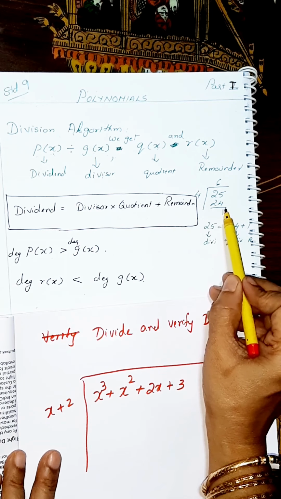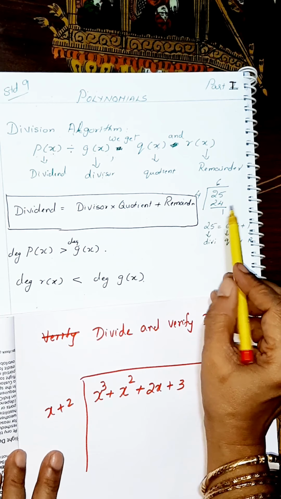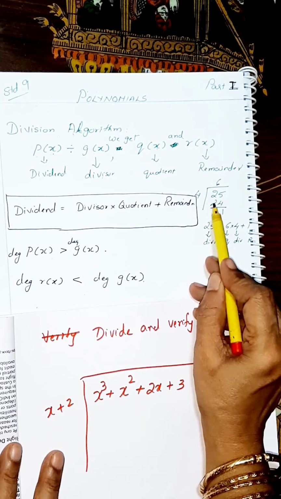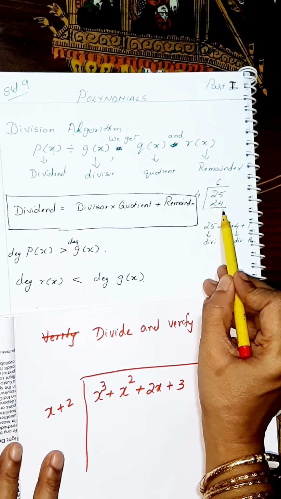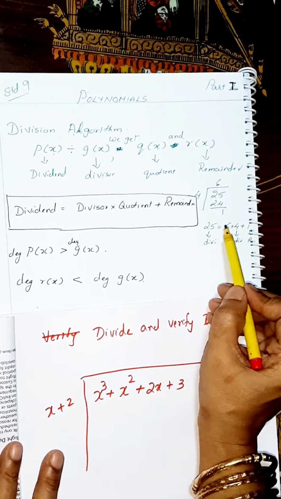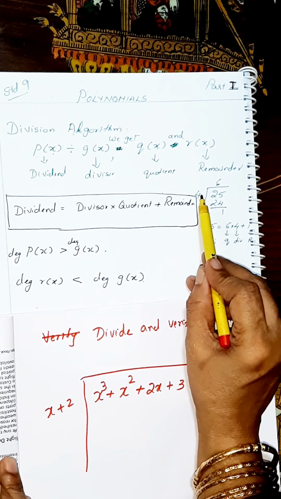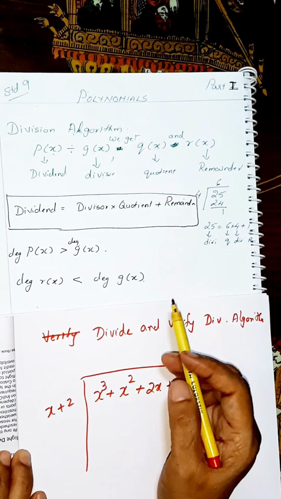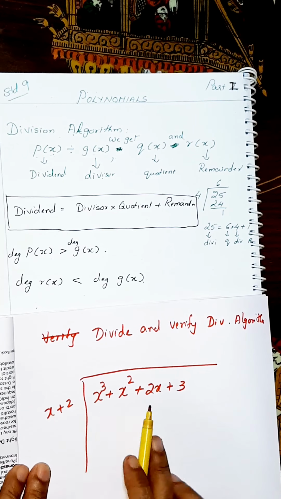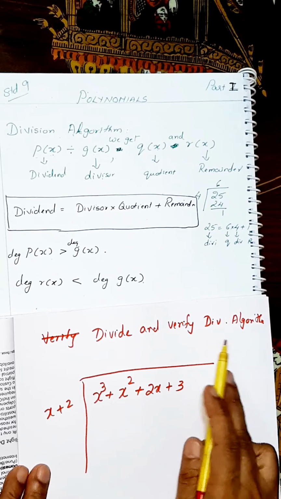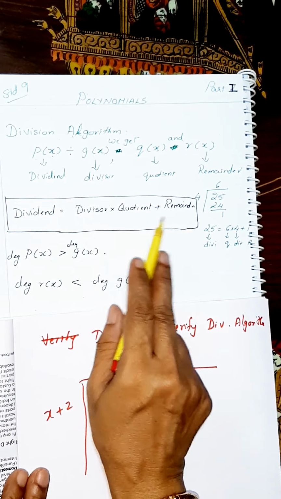See here, you can have a remainder of only 1, 2, 3. If it is 4, again you can divide it. So your remainder is always less than 4. Similarly, the degree of the remainder will always be less than the degree of the divisor. Now we will do the division. We will learn how to divide these two polynomials, and we will also verify using the division algorithm. Division algorithm is nothing but dividend is equal to divisor into quotient plus remainder.